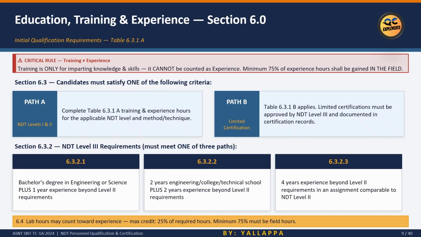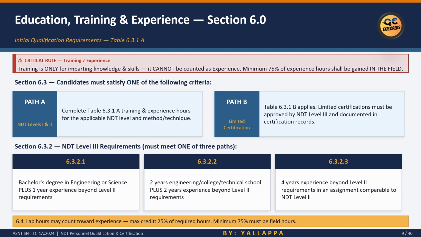Now let us study qualification requirements. One of the most important rules in SNT-TC-1A is training does not equal experience. Many candidates make this mistake. Classroom hours cannot be counted as field experience. Minimum 75% of required experience must be gained in the field.